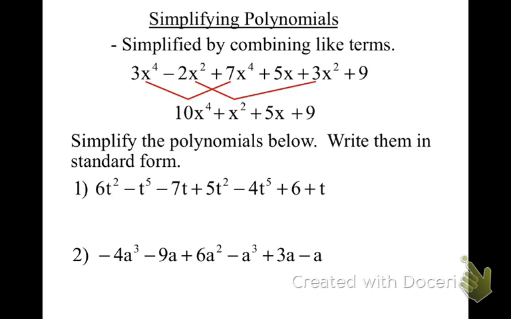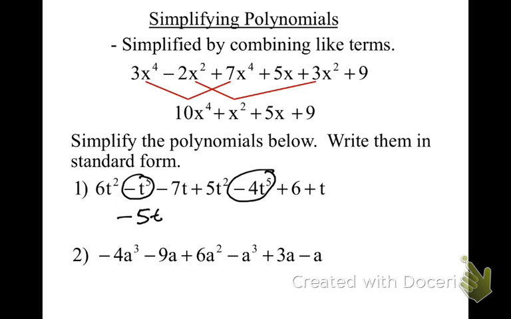why don't you pause the recording and try these on your own. Now check your work. So we'll start with our t to the fifth. I kind of like to circle them. T to the fifth, negative t to the fifth, and negative 4t to the fifth is negative 5t to the fifth.